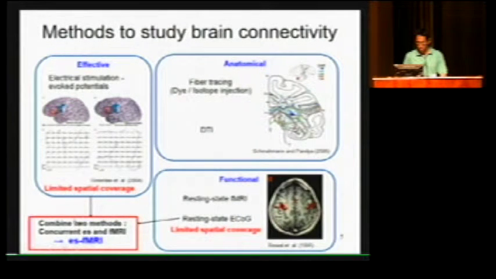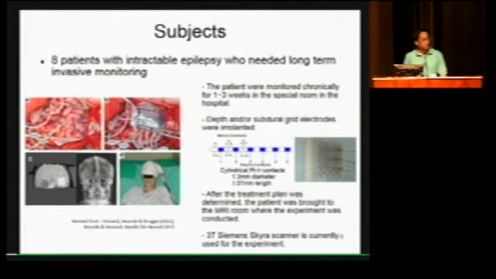So that's why we combine these two methods, which is concurrent electrical stimulation and functional MRI. We call this ES-fMRI. Our subjects are 8 patients with intractable epilepsy who needed long-term invasive monitoring. This is just a picture taken during the operation. We opened the dura very widely and put these grids, strips, and depth electrodes into the patient's brain.